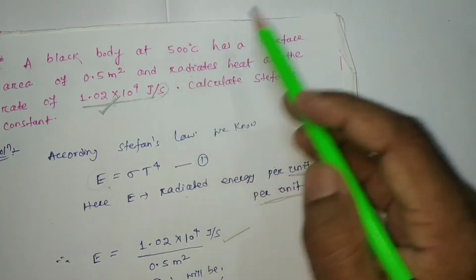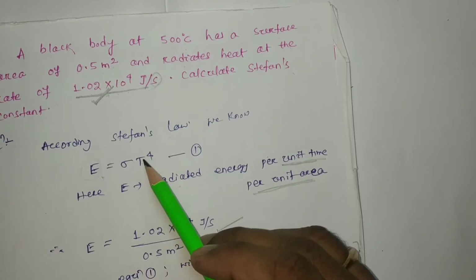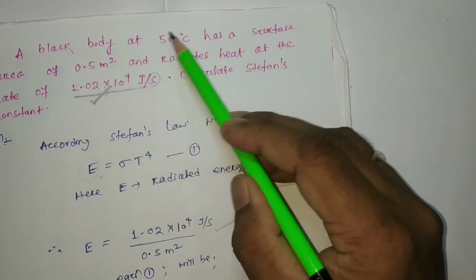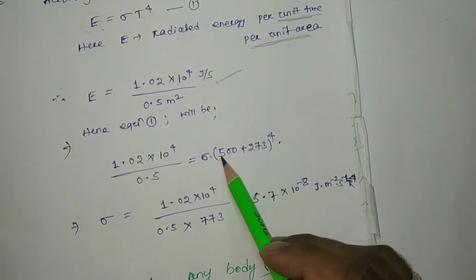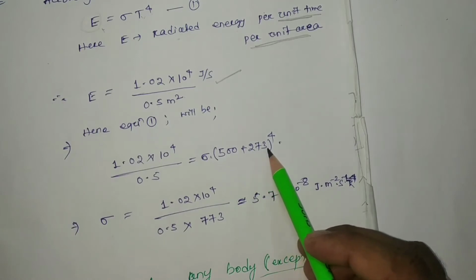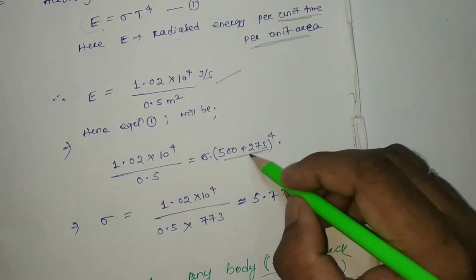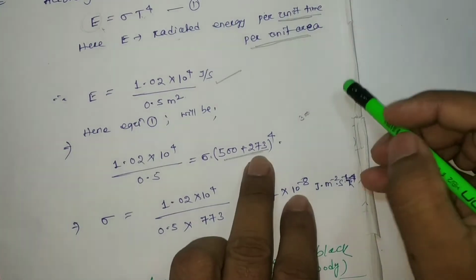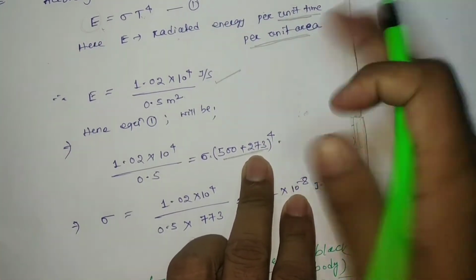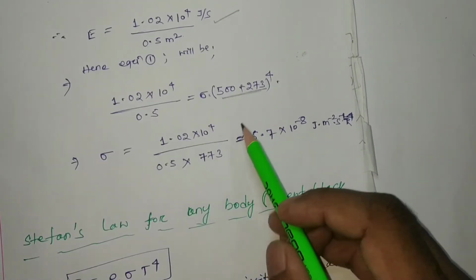Here T is given in degree centigrade, but T is the temperature of the black body on the absolute scale, that means the Kelvin scale. So we have to transform this degree centigrade to Kelvin, that is 500 plus 273. Somewhere they add 300. Okay, no problem, you can add 273 or you can write 300. So 500 plus 273 is nothing but 773 Kelvin.